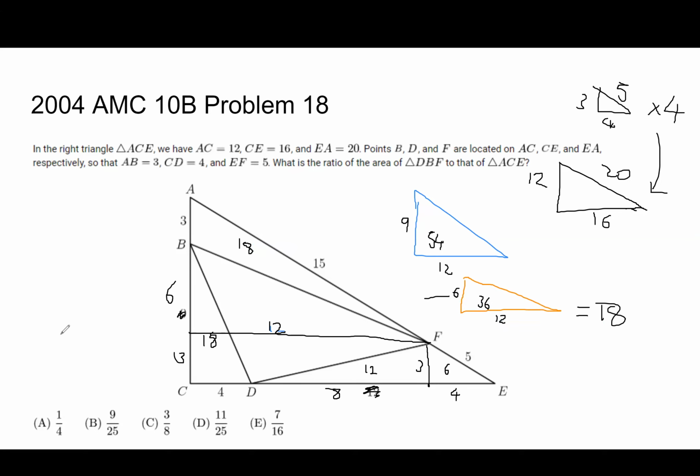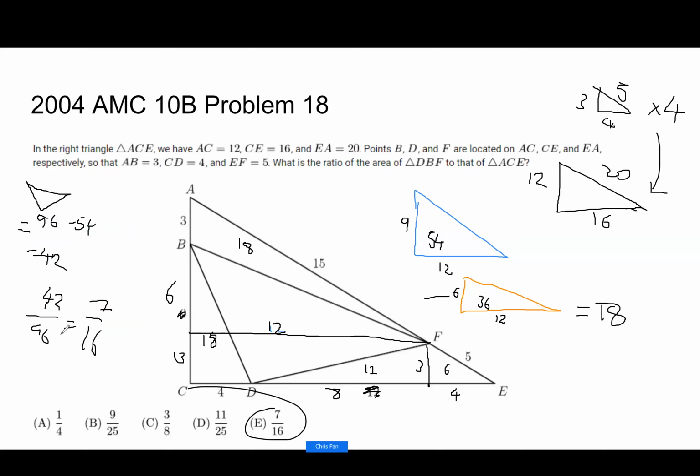So the area of this funky triangle in the middle is the large area, which is 96, minus 3 times 18, which is 54, which is equal to 42. And you do the same thing. You do 42 for the triangle in the middle, divided by the total area of the large triangle, 96, is 7 over 16. Okay, cool. Circle E, go to the next question. Done. Great.